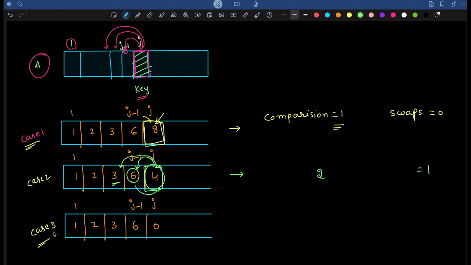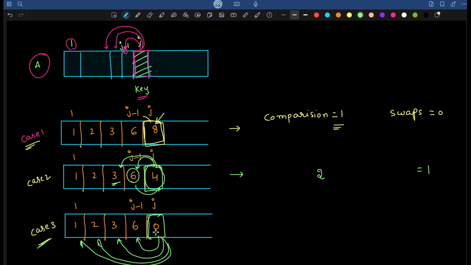Now let's go and analyze the third case. This is a very interesting case. Suppose my A of j is equal to 0 here, right? Now look at all the elements present in the array compared to this element. First I will compare with 6, then again I will compare with 3, then 2, then 1, right? So all the elements are larger than my current element.